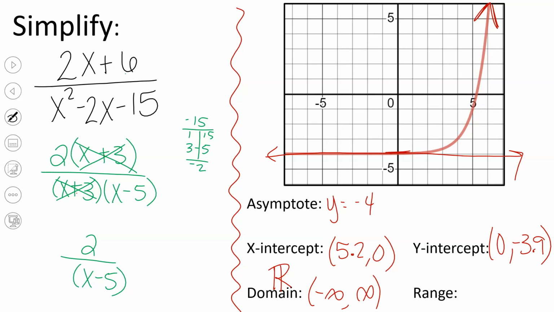Okay? All real numbers. My range, where's the bottom of this graph? Negative 4, but what do I know about it? It never touches, so what does that negative 4 get? A bracket or a parenthesis? Parenthesis, because it's not touching. Where's the top of my graph? Positive infinity. Very good. Okay.